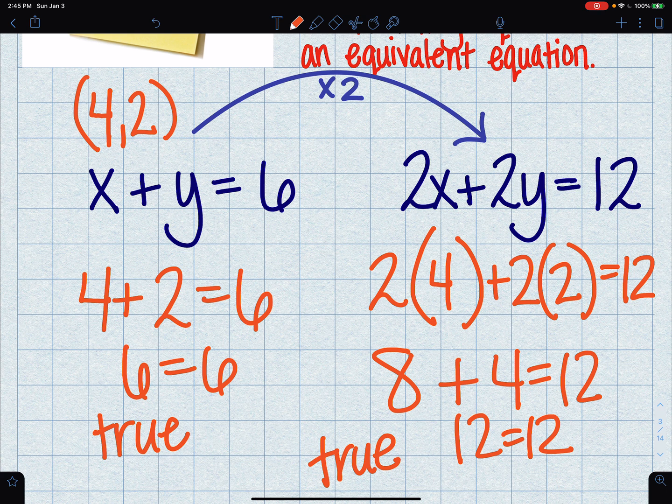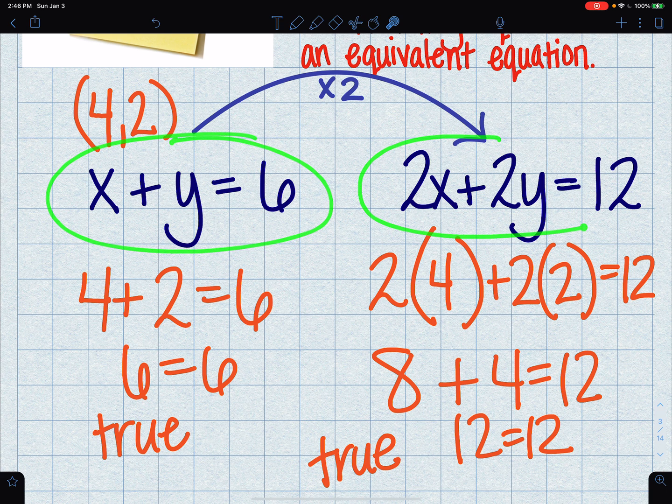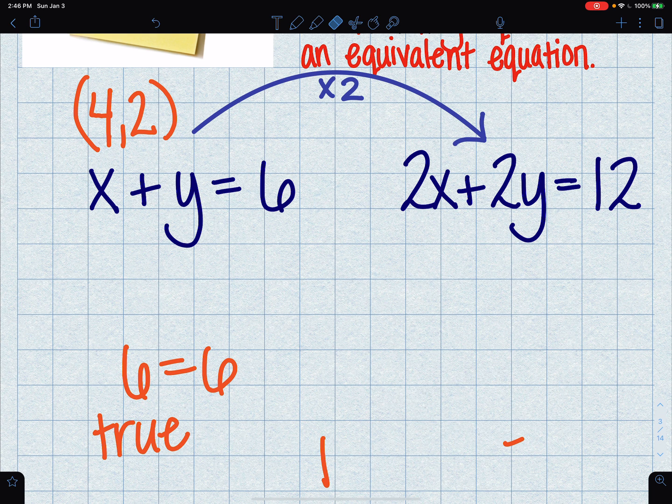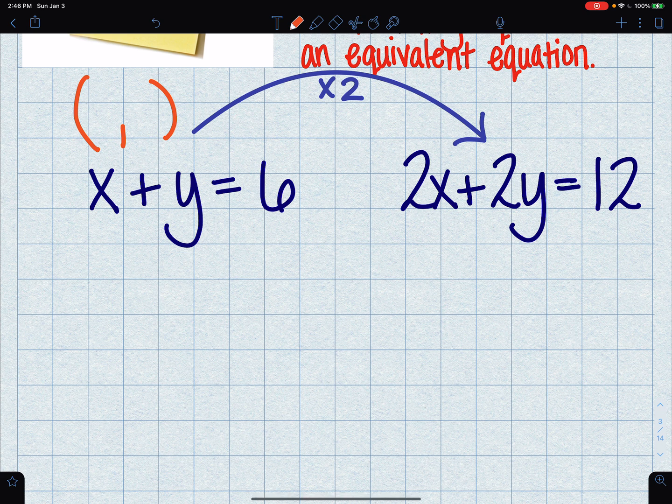Now, this is just one example of an ordered pair that is an answer to this. However, it turns out there's an infinite number of ordered pairs of x and y that will satisfy either of these equations. If you choose an ordered pair for the first equation, the same ordered pair is also going to work for the second equation. They just happen to pick 4 and 2, but you could choose something else. Like you could say, what if x is 1 and y is 5?